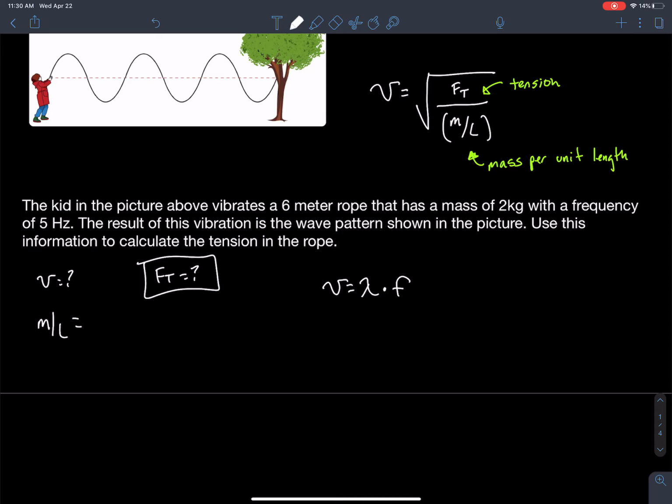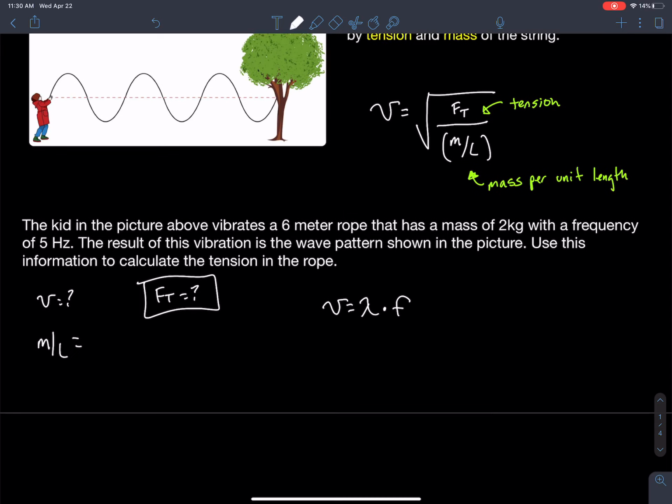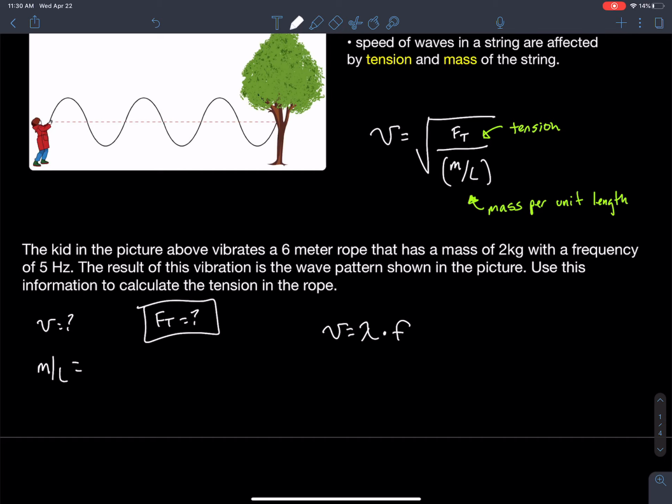Okay, they've given me the frequency, all right? So how do I find the wavelength? All right, so I'm going to change the color here. This is a 6-meter rope, okay? And how many wavelengths are already inside of that 6-meter rope? So here is a wavelength, here's a wavelength, and here's a wavelength. So there's 3 wavelengths. Okay, so then I know that my wavelength is 2 meters.